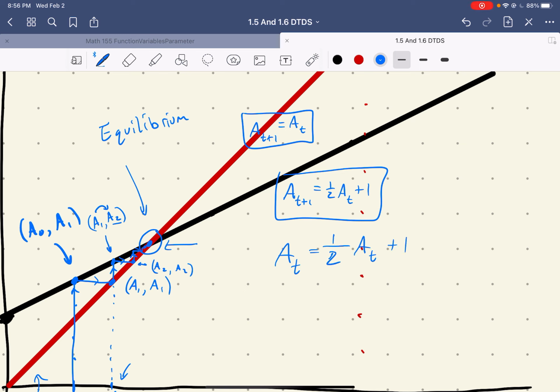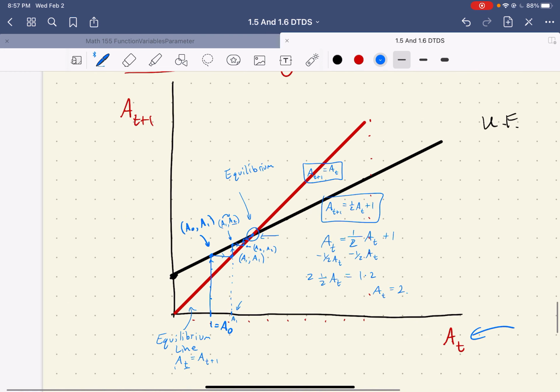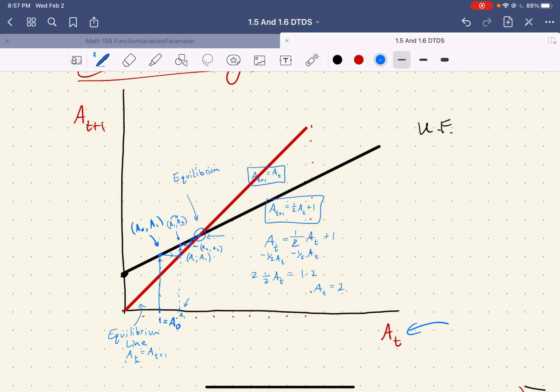And now if I solve for a_t, what do I have to do? I have to subtract 1/2 a_t from both sides. And that gets me 1/2 a_t is equal to 1. And now I have to multiply both sides by 2. And that says a_t is equal to 2. And this is exactly what we saw in the Excel spreadsheet. The amount of acetaminophen in my body approached 2. That was my equilibrium state.